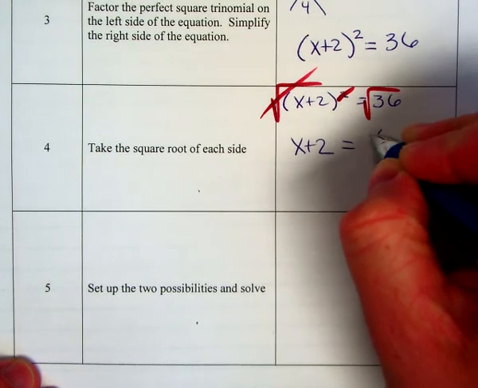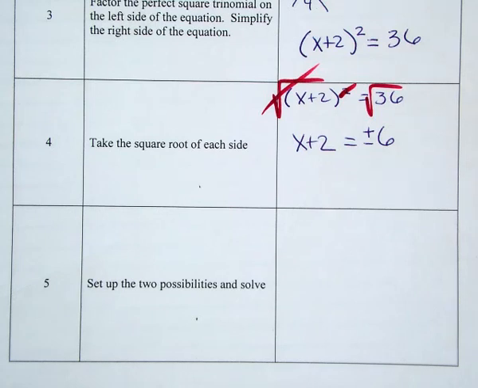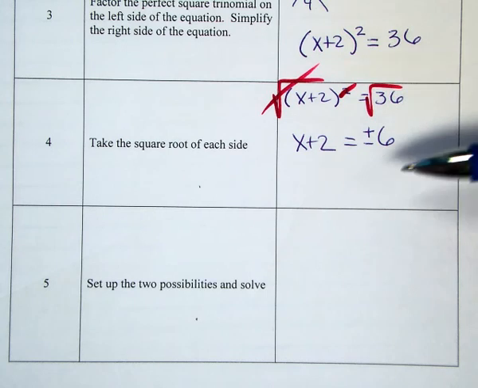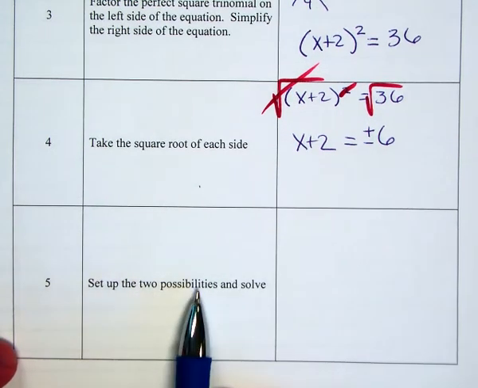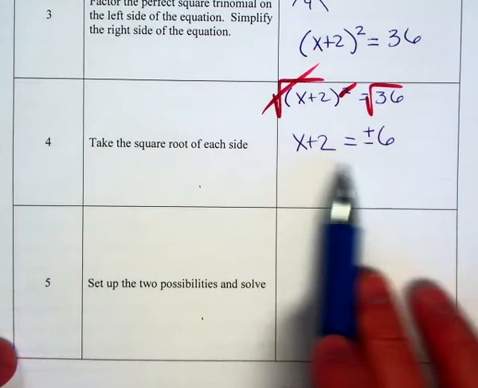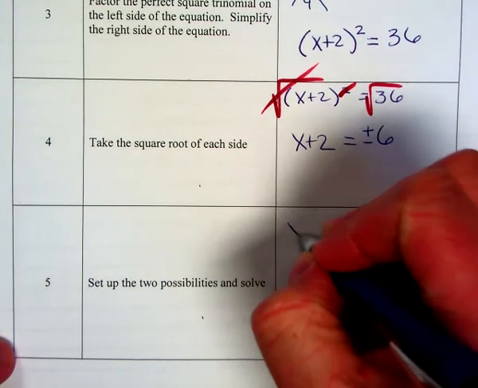6 and negative 6. So we will write this, plus or minus 6. Remember, square root, a number times itself that makes 36. Well, 6 times 6 makes 36. Negative 6 times negative 6 makes 36. You have to have both, because that sets up the end. Set up the two possibilities, set it up for positive 6, set it up for negative 6, and solve. This is the super easy part.